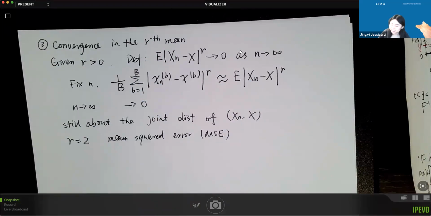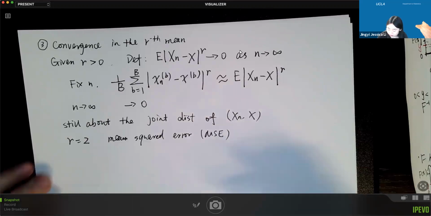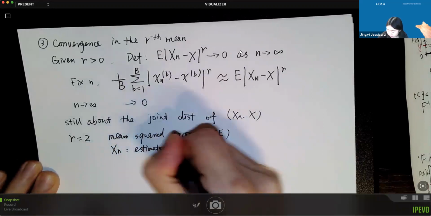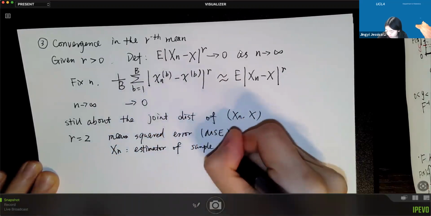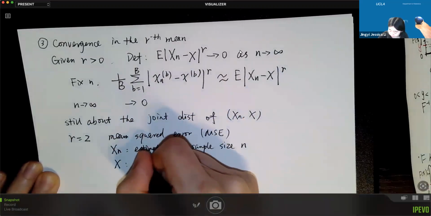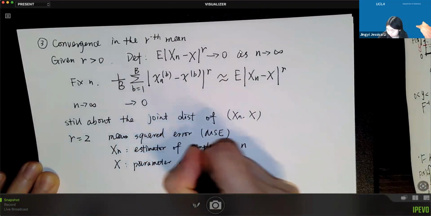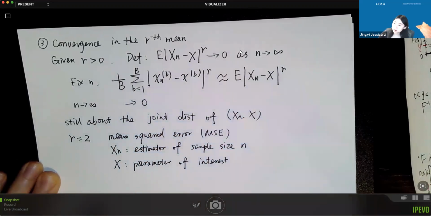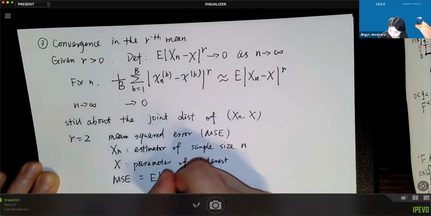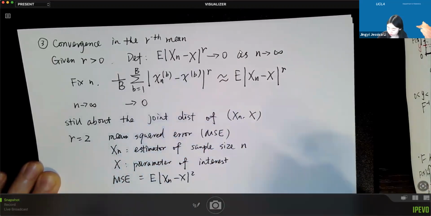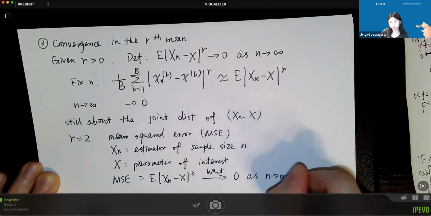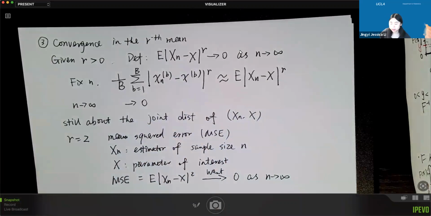Because we want our estimator. So if you think about our Xn as our estimator of sample size n, and if we think about our X as our parameter of interest, then clearly when we talk about MSE, MSE is just this expectation of Xn minus X squared. And we want this to go down to 0 as sample size goes to infinity. That's why the convergence in the rth mean matters in statistics.